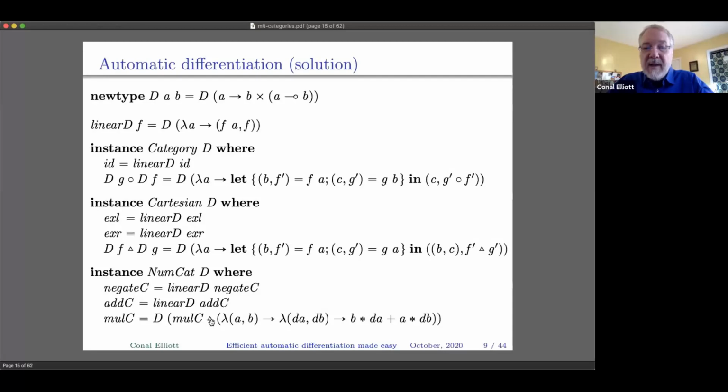What does that mean? Well, this is the derivative part. The multiplication is a function that takes a pair, a and b, and it gives you back a linear map. That linear map is a function that takes a delta a and a delta b, multiplies delta a by b and delta b by a. That's just the Leibniz rule. So it's another fact about derivatives.